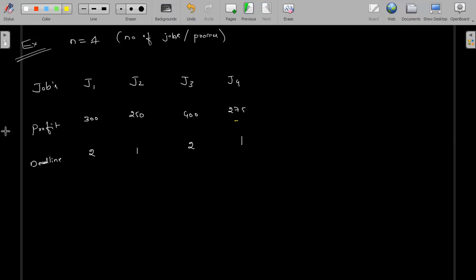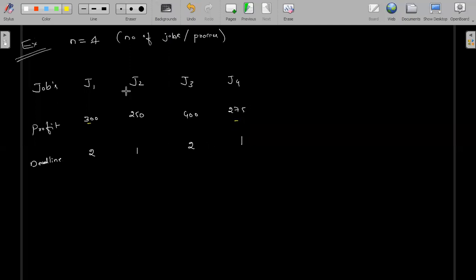Let's take an example. Basically we have deadlines. You can see how many months they have given; just take it as months. 2 months for job 1. If you complete before or within 2 months, you get the profit 300. Job 2: if you complete within 1 month, you get the profit 250. Job 3: if you complete within 2 months, you get 400. Job 4, you get 275.